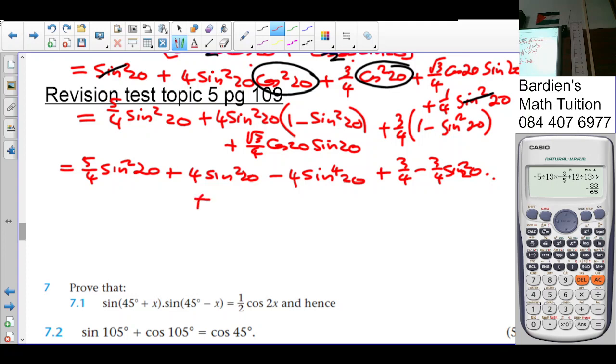Plus, now what you should notice here is that I can see this is going to be a 2 sine alpha cos alpha coming from it. Can you see that? If I put a 2 in front of this, then I must divide by 2, which is going to give me 8 here. So it's going to be root 3 over 8.